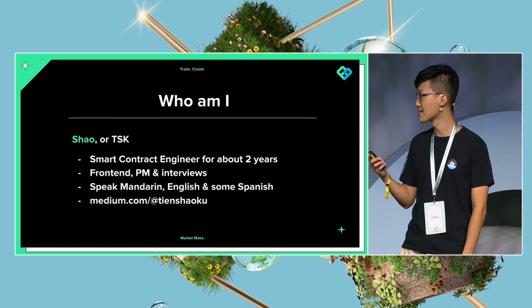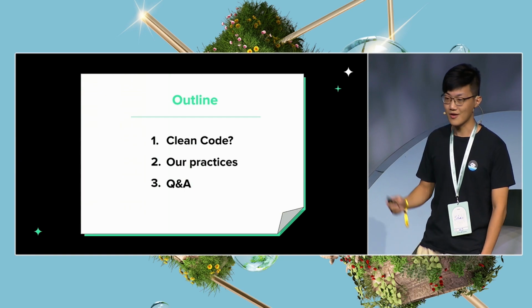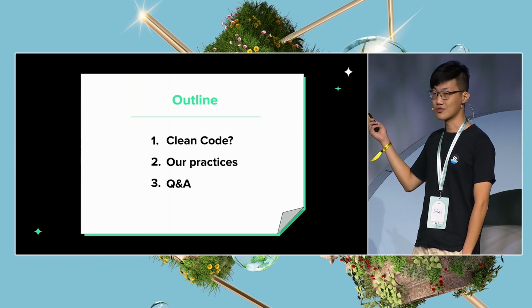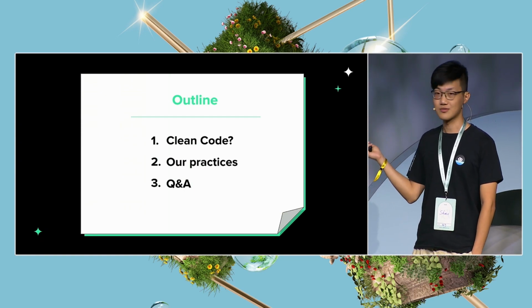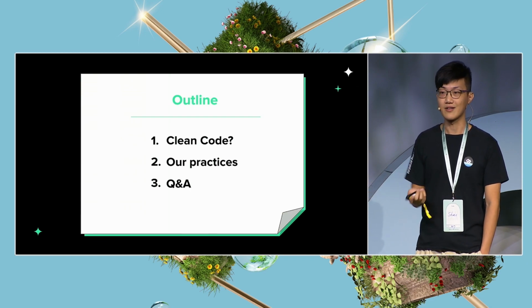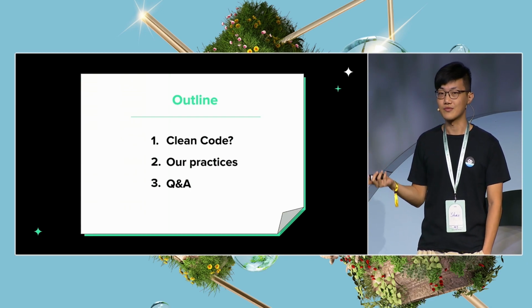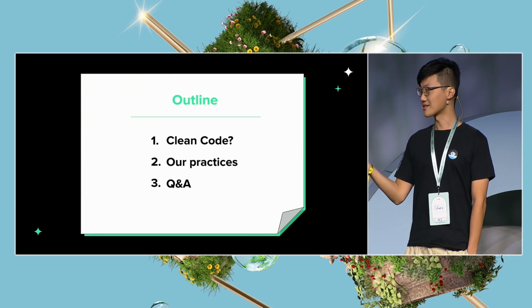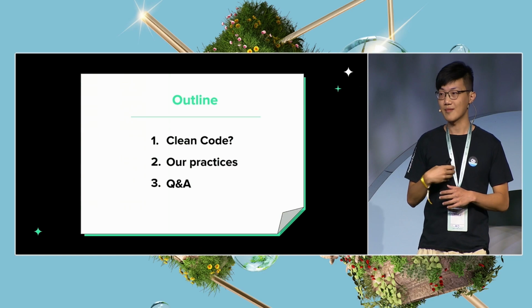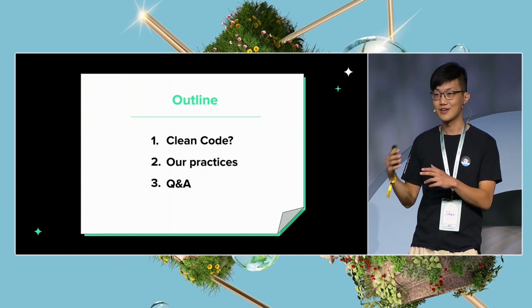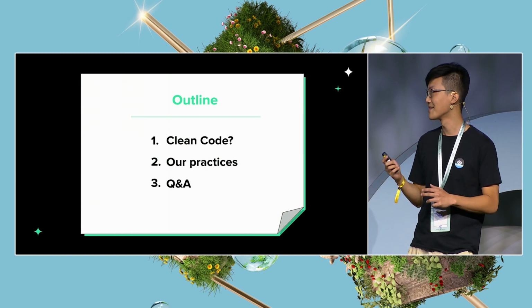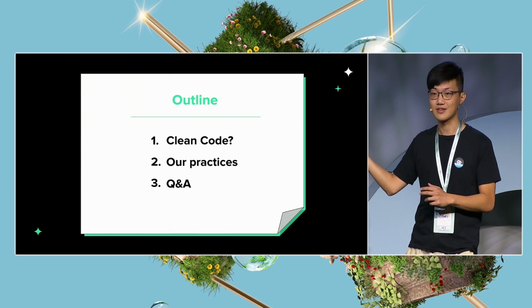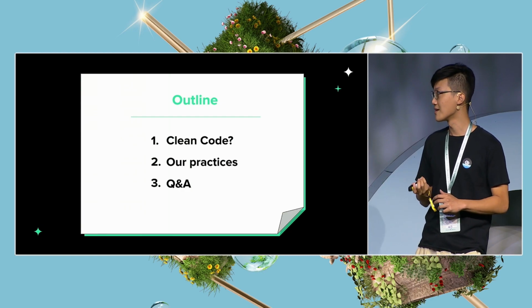We don't have a lot of time today, so there are only 2 topics today. The first one is what clean code is, why we care about it, and what we should do if we really want to make our code base cleaner. The second one is our own practices at Perp that we use to make our code cleaner. And the third one is, of course, some Q&A session, if you have any questions.